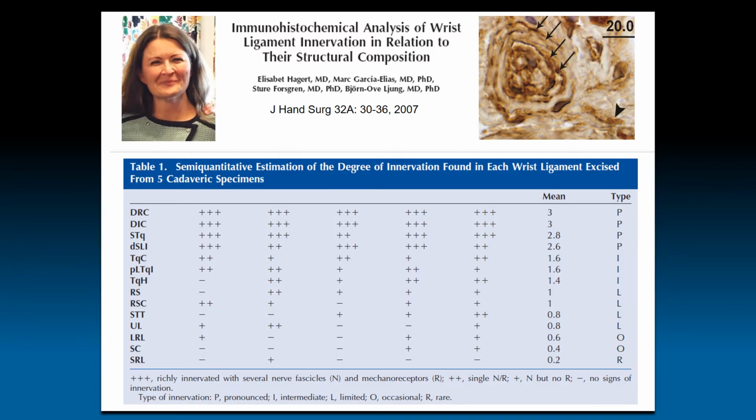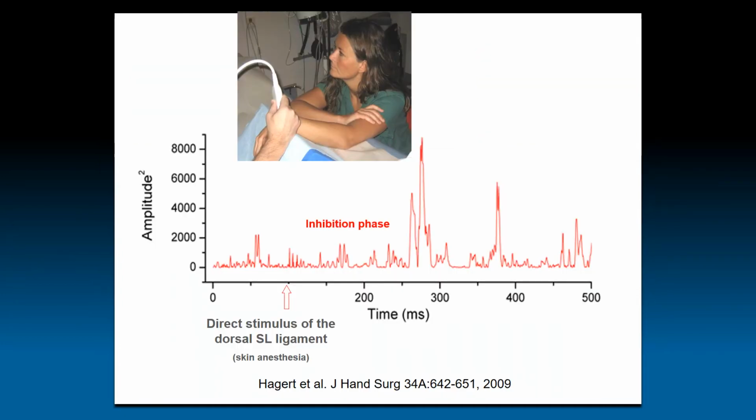In 2007, our good friend Elisabeth Hagert from Stockholm in Sweden, whom you know as one of the pioneers of this type of research, used immunohistochemical analysis to demonstrate that ligaments don't have the same amount of receptors. From very densely innervated ligaments to ligaments with almost no innervation, a wide spectrum of possibilities exists. For the first time ever, she provided evidence of the existence of wrist ligament muscular reflexes, with early reactions being interpreted as a joint protective function and later contractions indicating supraspinal control of wrist stability.